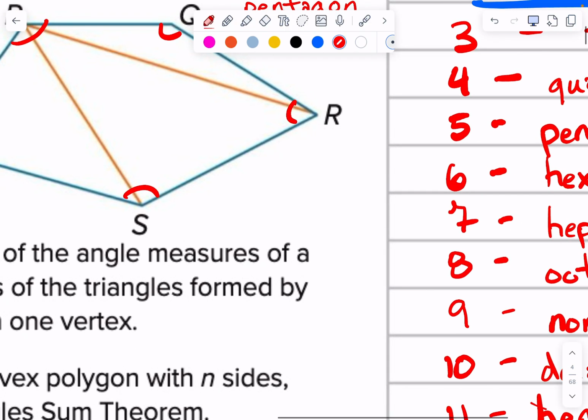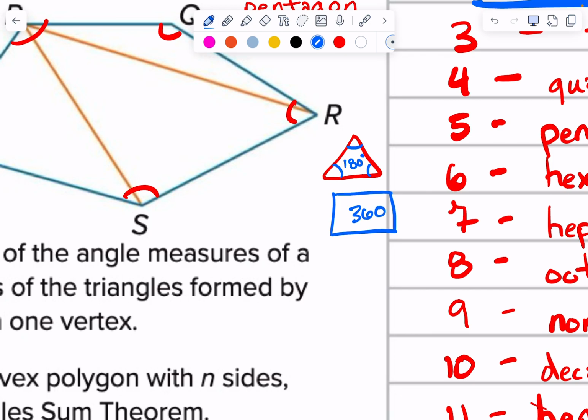Real quick. In a triangle, how many degrees are all of the angles going to add up to be? 180. Do you know how many degrees a rectangle or a square has? 360. Do you know how many a five-sided figure has? 540.